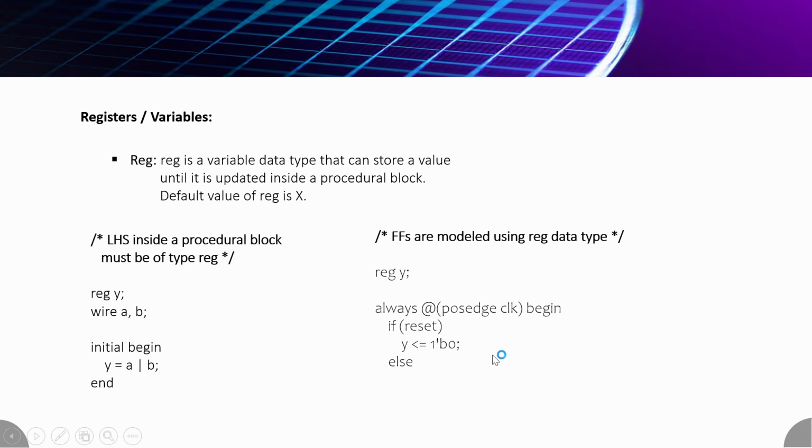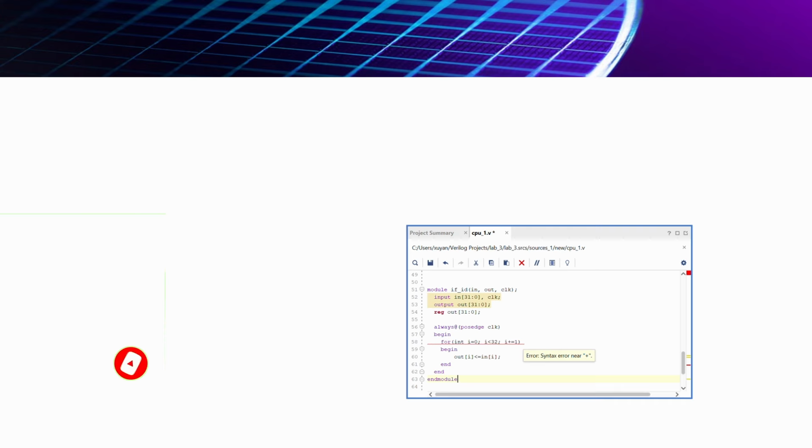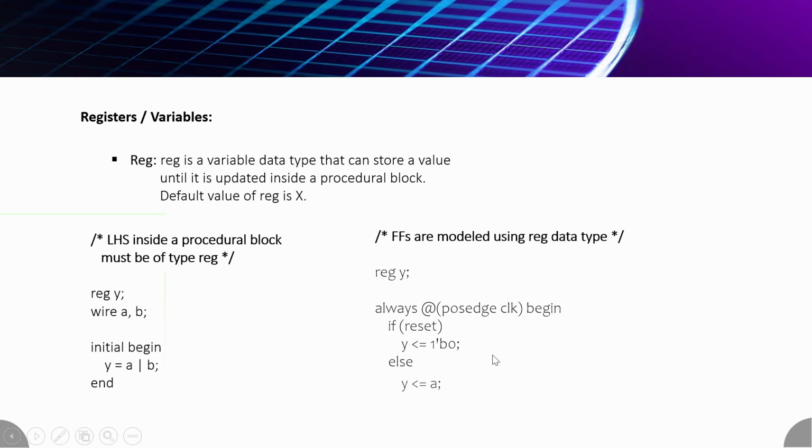Let's talk about sequential logic. When we model flip-flops or registers, we always use reg. In clocked logic, the value updates only at the clock edge and remains stored between edges. This storage behavior cannot be modeled using wire.